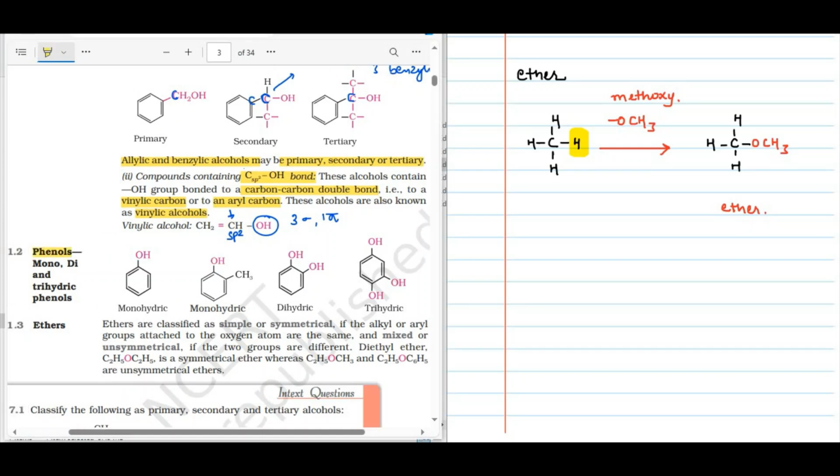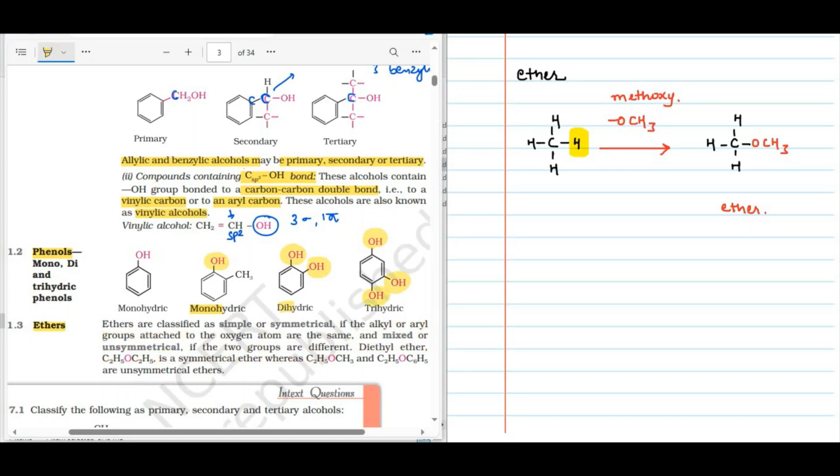Now come to the phenols. Phenols also can be classified as mono, di and trihydric phenols. Here for example, this is phenol in which OH group is bonded to benzene ring. Monohydric phenol, as it contains only one OH group. In the second example, as it contains two OH groups, it is dihydric. In the third example, as it contains 3 OH groups, it is called trihydric.